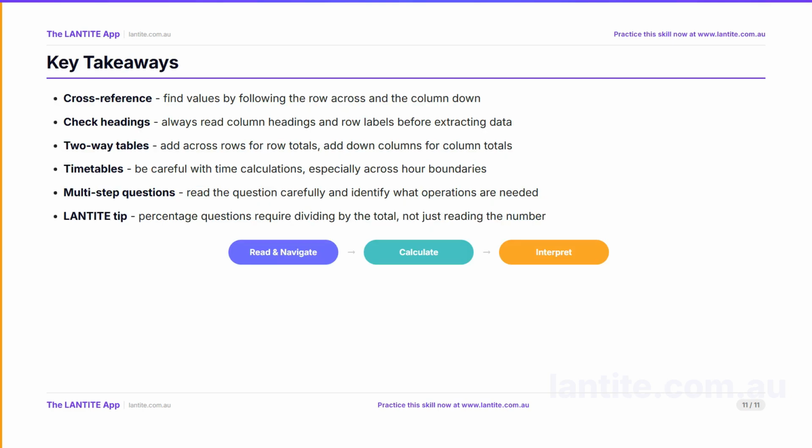Let's recap. Always cross-reference carefully by following rows and columns. Check headings before extracting any data. In two-way tables, you can add across for row totals and add down for column totals. With timetables, be careful with time calculations. For multi-step questions, identify what operations you need before starting. And remember, percentage questions require you to divide by the total, not just read the raw number. Table reading is one of the most practical skills you'll use on the LANTITE, so make sure you're comfortable with all these techniques.